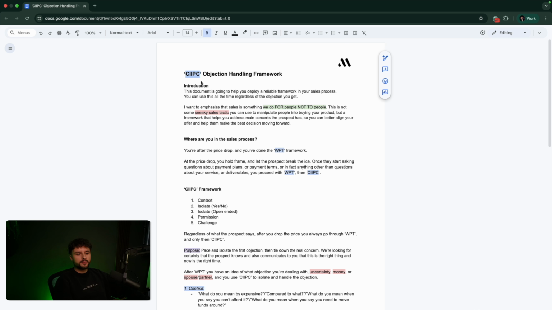Now, this is the CIIPC objection handling framework. So this document is going to help you deploy a reliable framework in your sales process, and you can use this all the time regardless of the objection you get. So this is really, really cool.